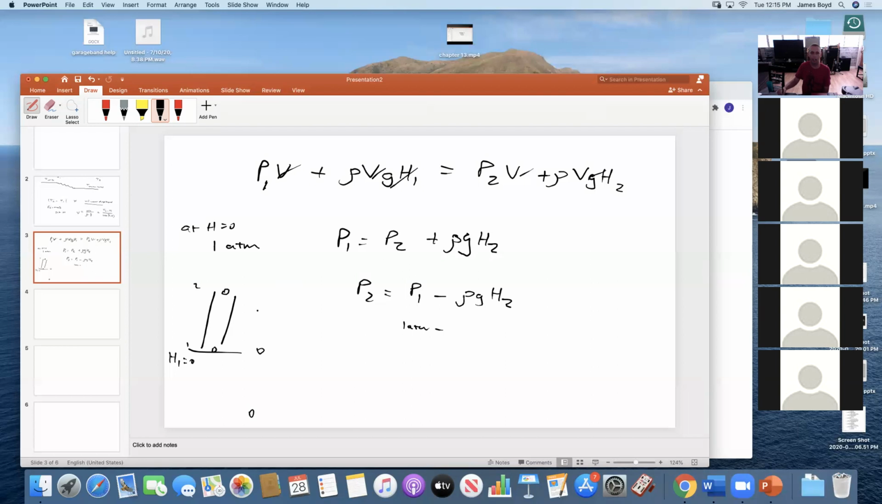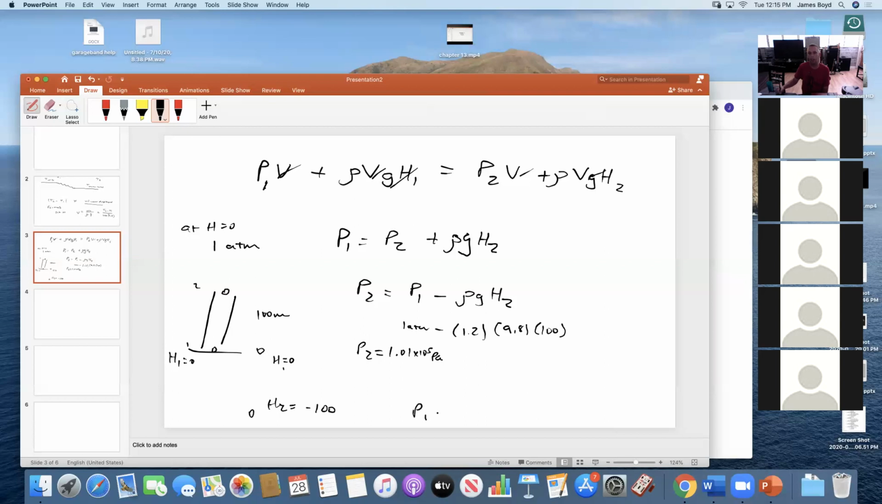So at 100 meters, the density of air is 1.2, this is 9.8, and this is 100. 1 atmosphere is 1.01 times 10 to the 5th pascals. So the pressure at point 2 would be 1.01 times 10 to the 5th minus 1.2 times 9.8 times 100. You could find the pressure in pascals up. If you dropped, H2 would be negative. So H1 would be 0 still. H2 would be, let's say, negative 100.